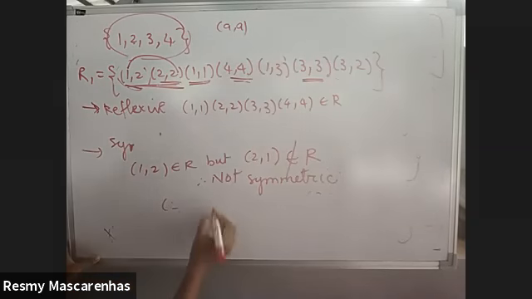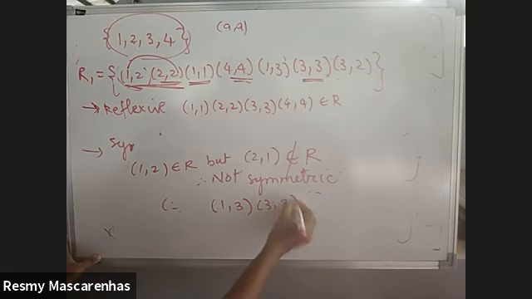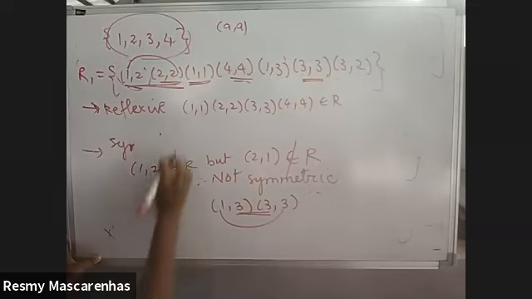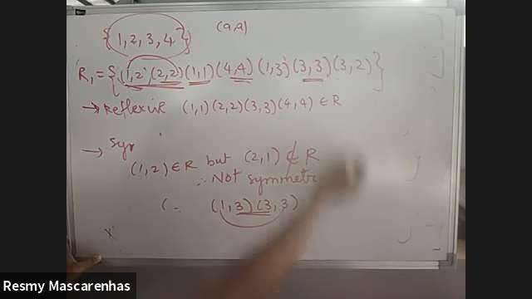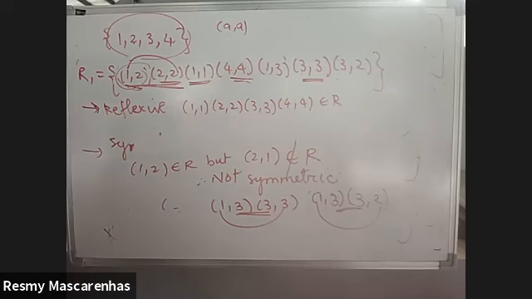Check this now. (1, 3): which other pair is starting with 3? Here (3, 3). The 3 and 3 are matching. So is (1, 3) present? Yes. Okay. Same way, (1, 3), (3, 2). The 3 and 3 are matching. Is (1, 2) there? Yes, (1, 2) is also there. So if you try all the combinations, they are already present. Therefore it is satisfying. So it is transitive.